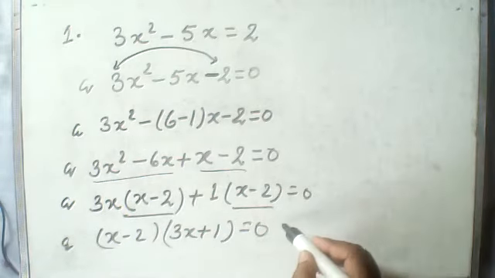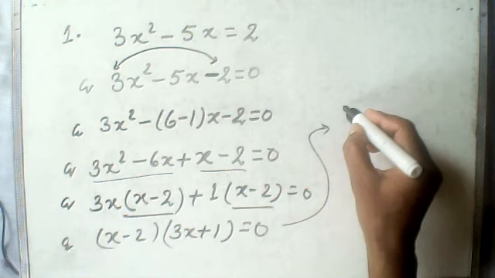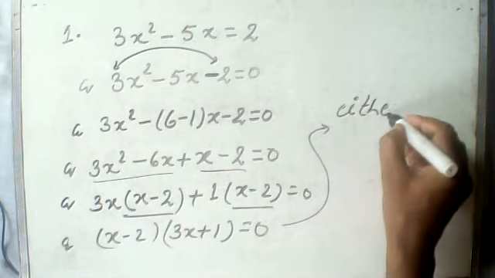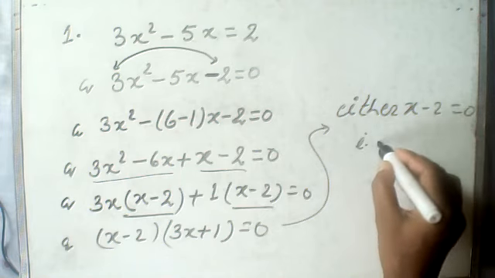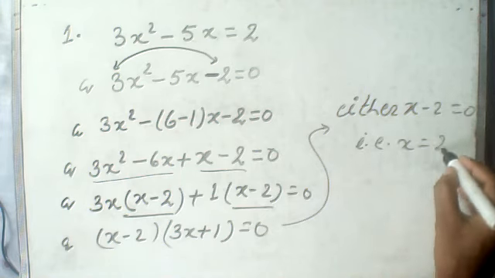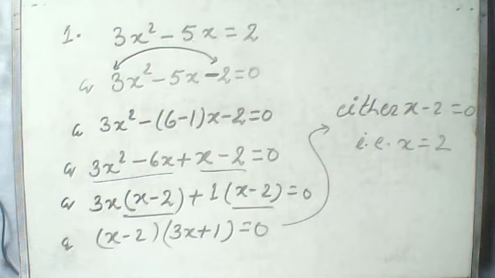After this, we start writing either x minus 2 is equal to 0, that is x is equal to minus 2 goes to this side, so x is equal to 2.